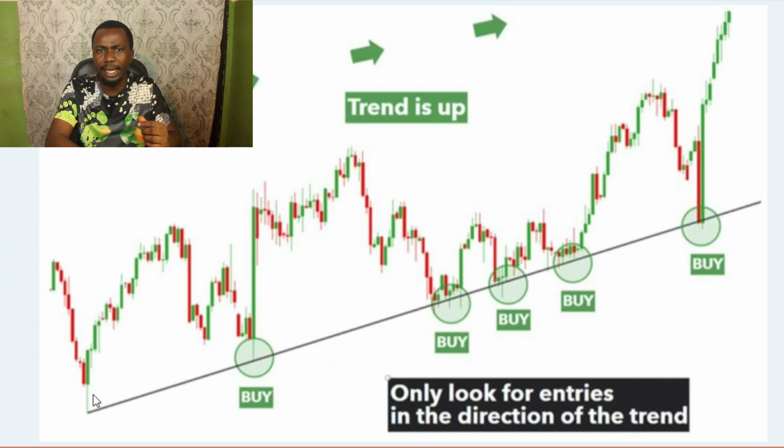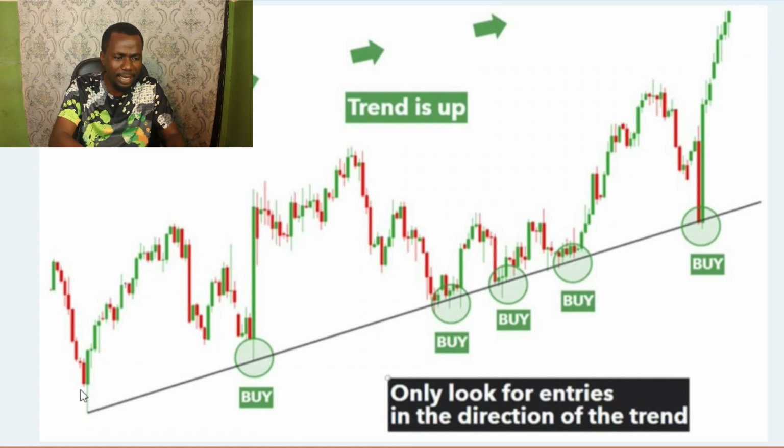So in a trending market, what you have to do is to look at the direction of the market before determining what to do. So if the market is clearly in an uptrend, then you connect the trend line at the lows of the uptrend. That is where you connect the trend line, so that whenever price comes to the trend line, you take your buy trade. And if the market is in a downtrend, you connect your trend line at the highs of the market, so that whenever the market makes a retracement to the trend line, you take your sell trade.